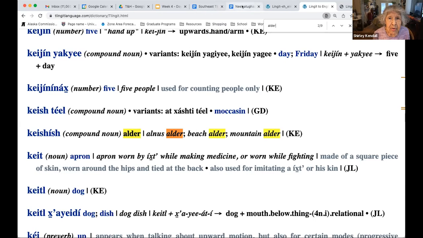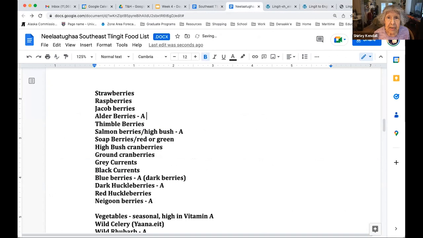So the state warns people not to eat it because it's poisonous. But it's not, because we eat it all the time. If you cook it, make sure it's cooked. So the berries are also orange. And the other one that's really important is cambium.